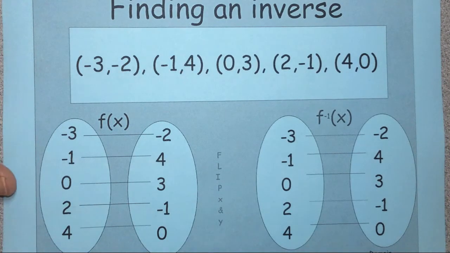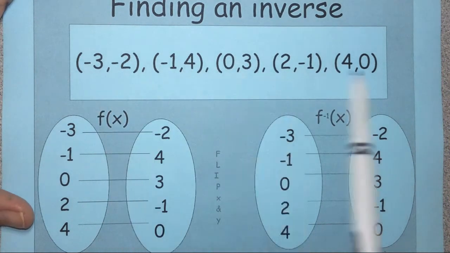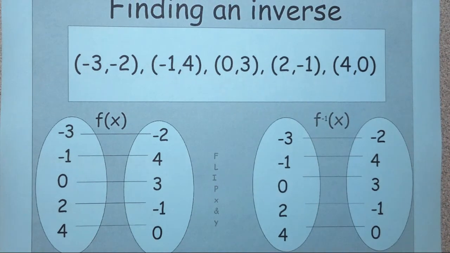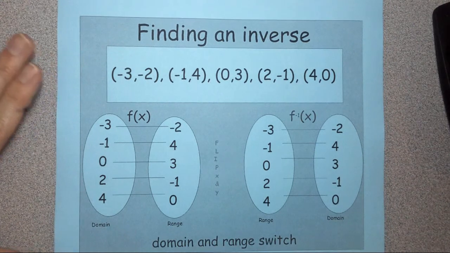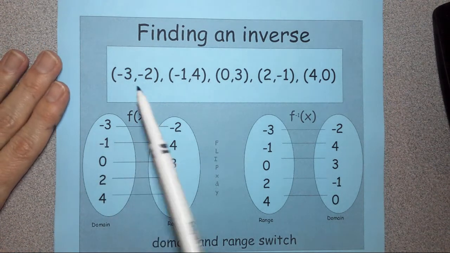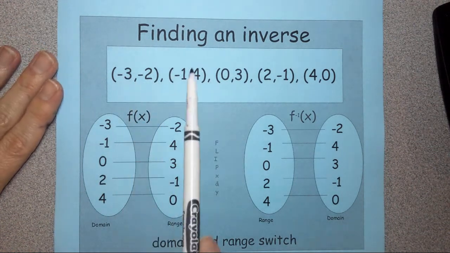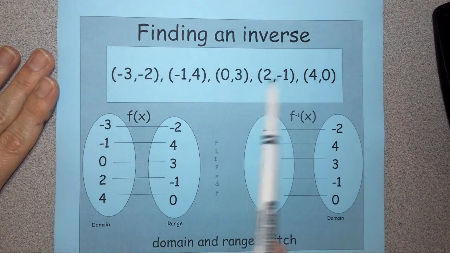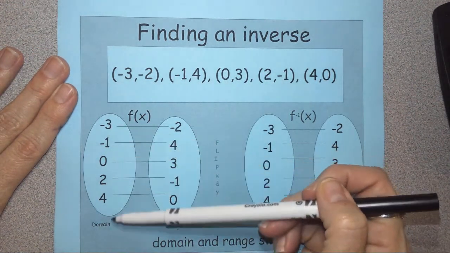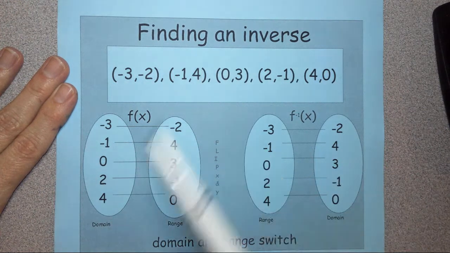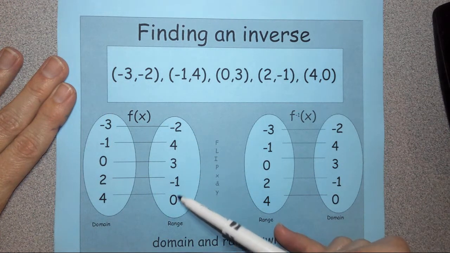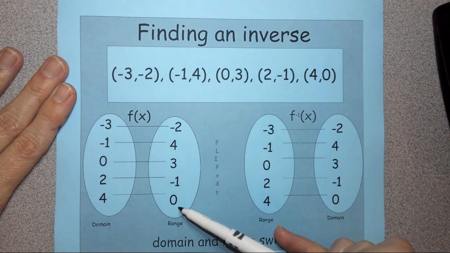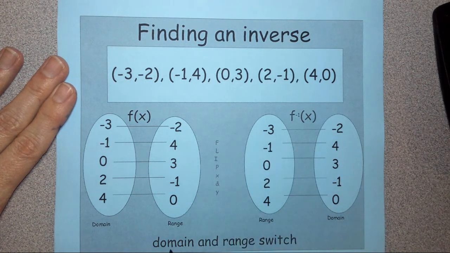So how do you find an inverse? Well, if you're going to find the inverse of ordered pairs, it's really simple. To find the inverse of a mapping or a set of points, all you do is flip the x's and the y's. So on my original set of points, we had -3, -2, 0, 2, and 4. And I put all of those in the domain part of the mapping. My y values are -2, 4, 3, -1, and 0. So to find the inverse, I simply flip the domain and the range. I flip the x's and the y's.